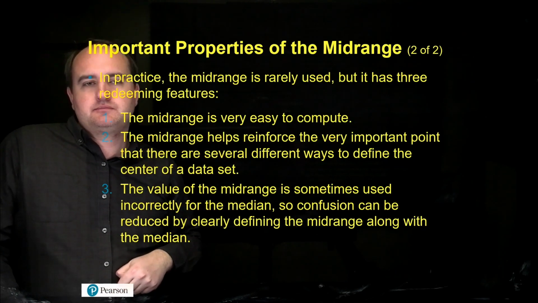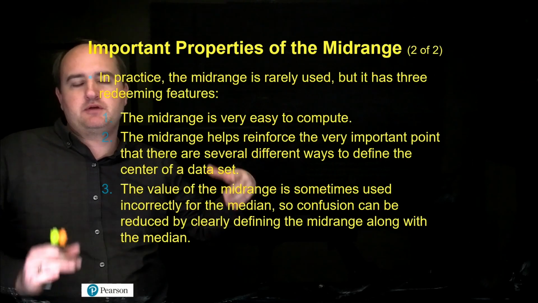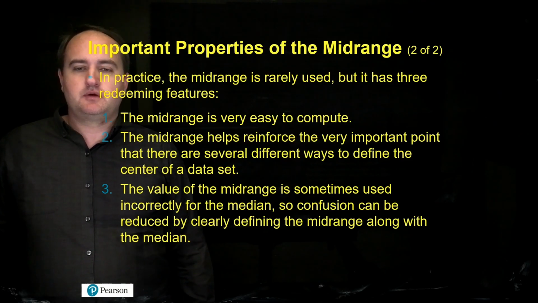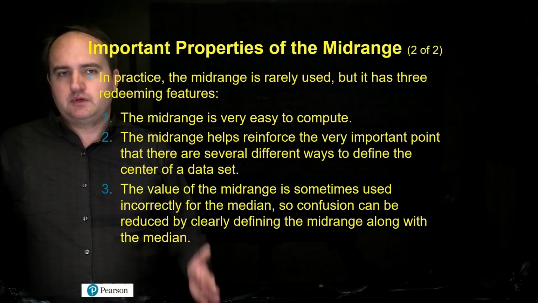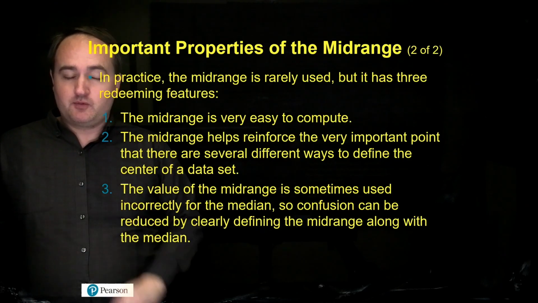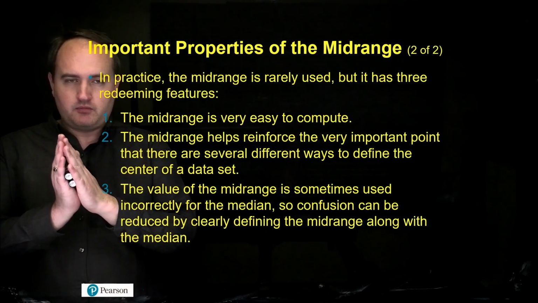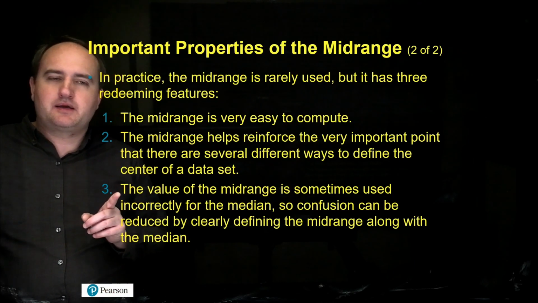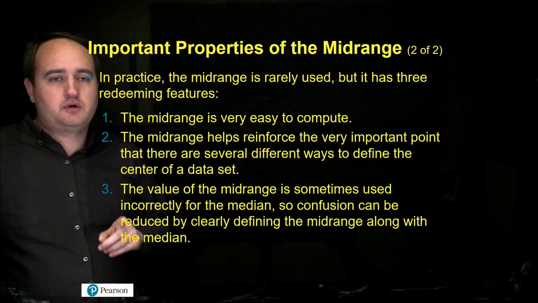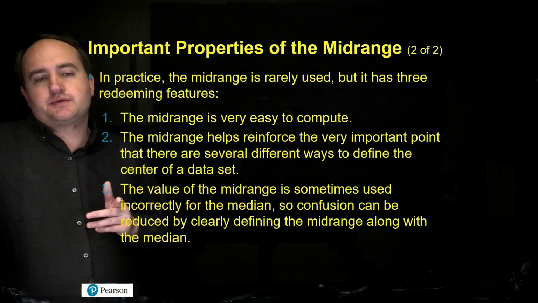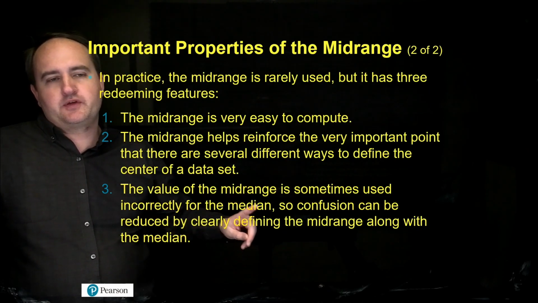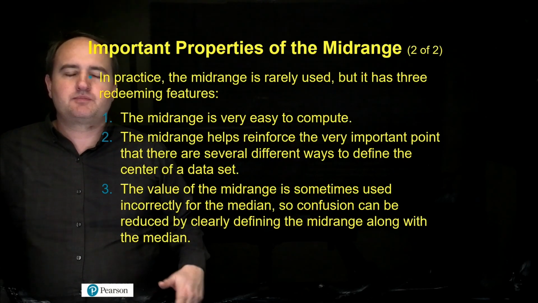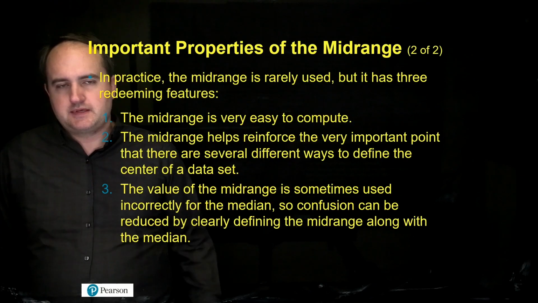Another good thing about it is the mid-range helps reinforce the very important point that there are several different ways to define the center of a data set. Now we have 4 different ways of talking about what could be the center of our data set. Another reason we're talking about it, other than the fact that you have to do it on your homework, is the value of the mid-range is also sometimes used incorrectly for the median by people who are not doing good statistics. So confusion can be reduced by us learning about it. That's what they say in the book.